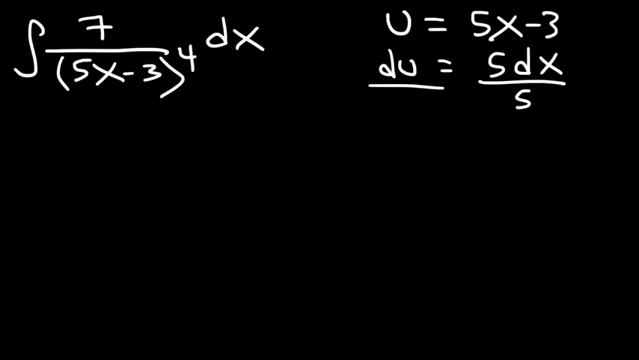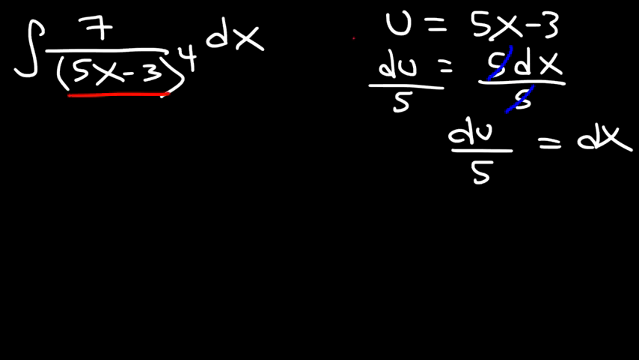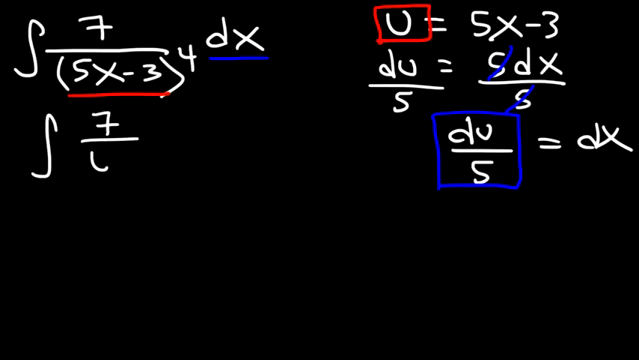Now what I like to do is, I always like to solve for dx. It helps me to avoid mistakes. And so du over 5 is dx. Now let's replace 5x minus 3 with the u variable, and let's replace dx with du over 5. So this is going to be the integral of 7 over u to the 4 times du over 5.